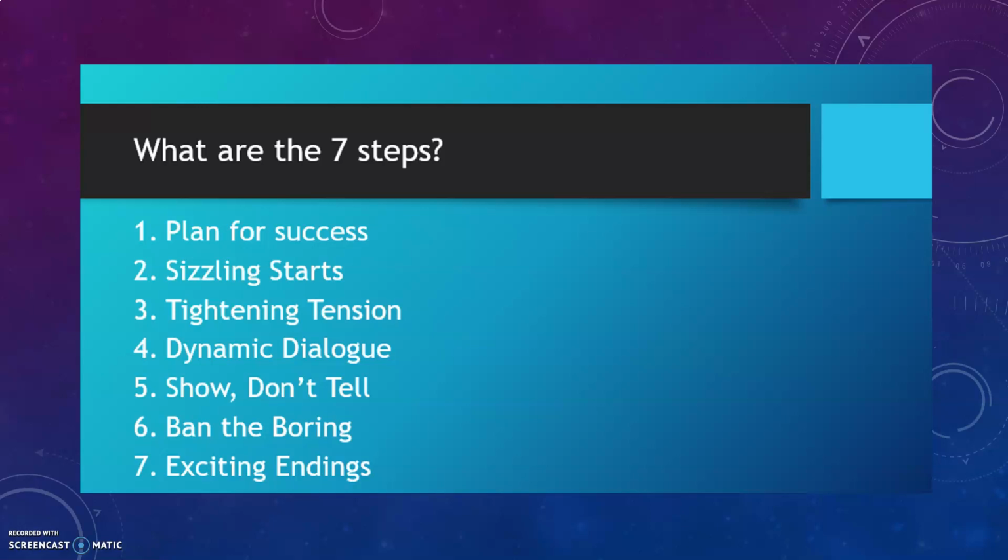Let's go over the 7 steps of writing just again. So number 1 is plan for success. Number 2 is sizzling starts. We're going to be talking about dynamic dialogue during this week as well. And just be aware that these steps don't have to be done in any particular order.